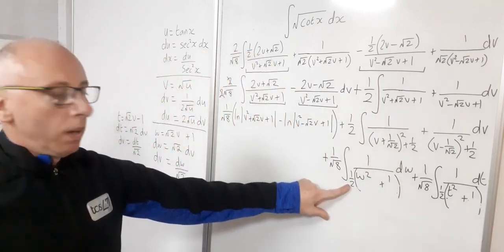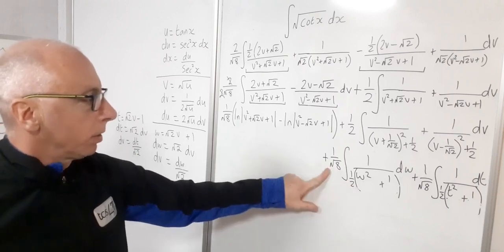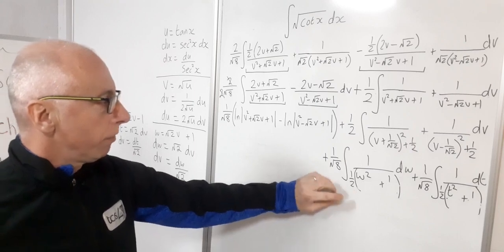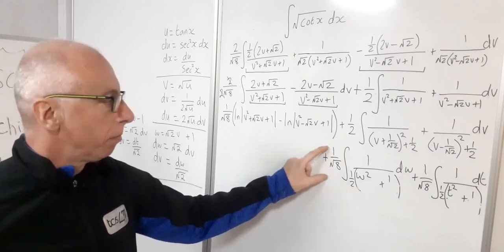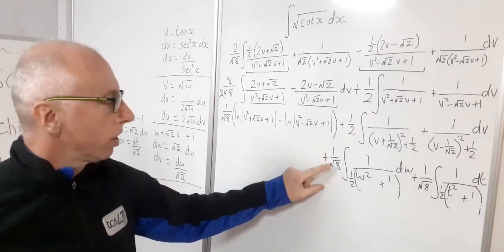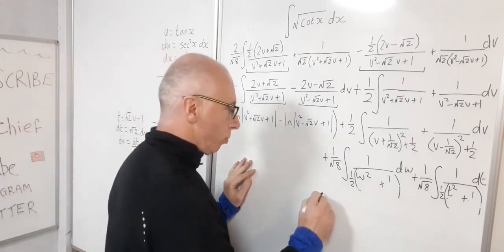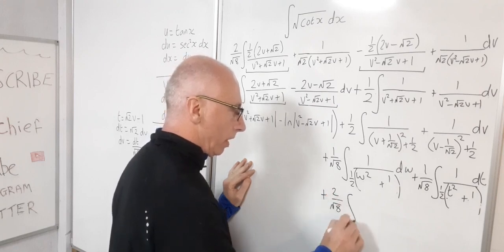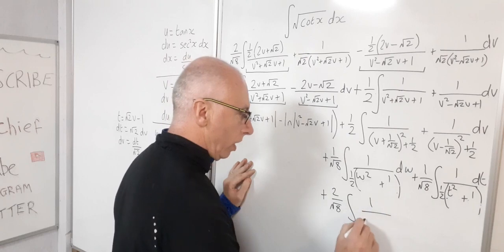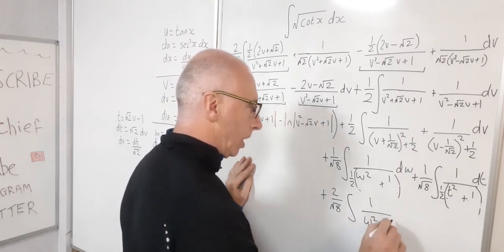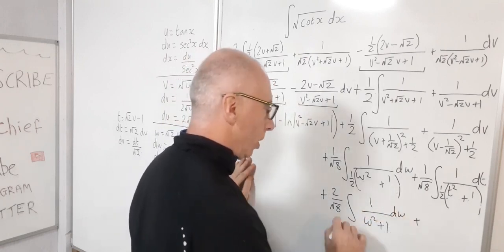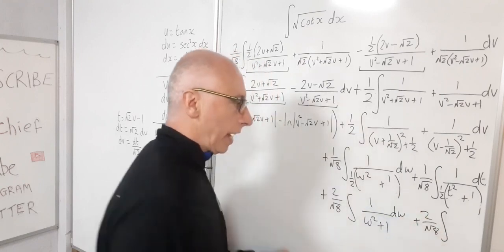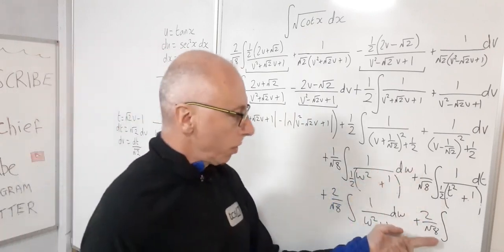So now this 1/2, we then need to take this out. As that's in our denominator, we can then flip that and just multiply everything by 2. So then we'll have 2 over the square root of 8. So now let's just rewrite that as 2 over square root of 8, and the integral of 1 over w squared plus 1 dw, plus 2 over square root of 8, the integral again, because that one is the same as this one, that's why we've got the same constant.